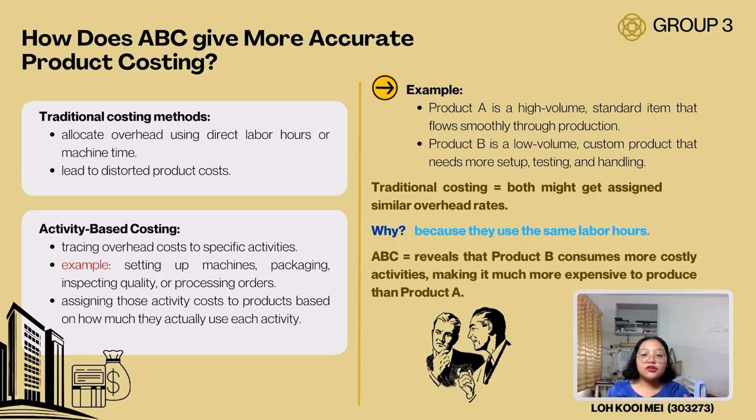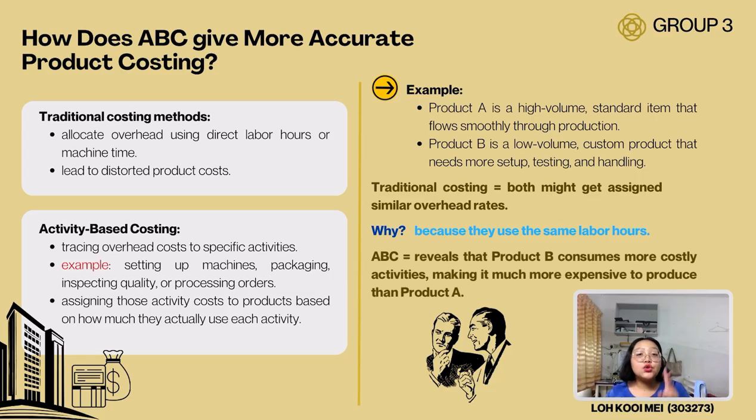Activity-based costing changes this by tracing overhead costs to specific activities, for example, setting up machines, packaging, inspecting quality, or processing orders. Then those activity costs are assigned to products based on how much they actually use each activity.